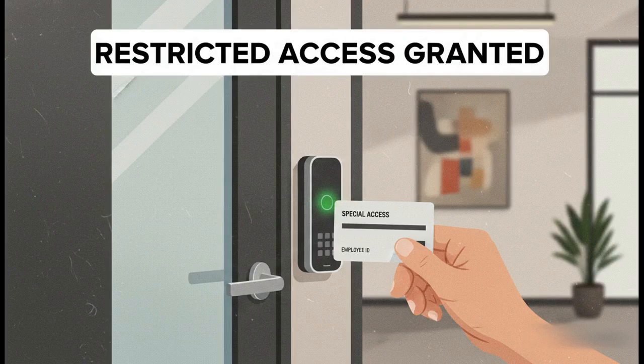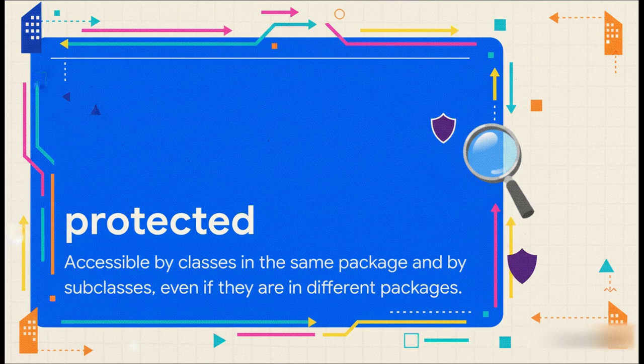Okay, so we've seen the 2 extremes, the most wide open area and the most locked down. But what about something in the middle? Let's head over to a restricted department, one that you need a special employee keycard to get into. This department is our protected access level. So regular employees who work together in the same group or, in Java terms, the same package, can get in.